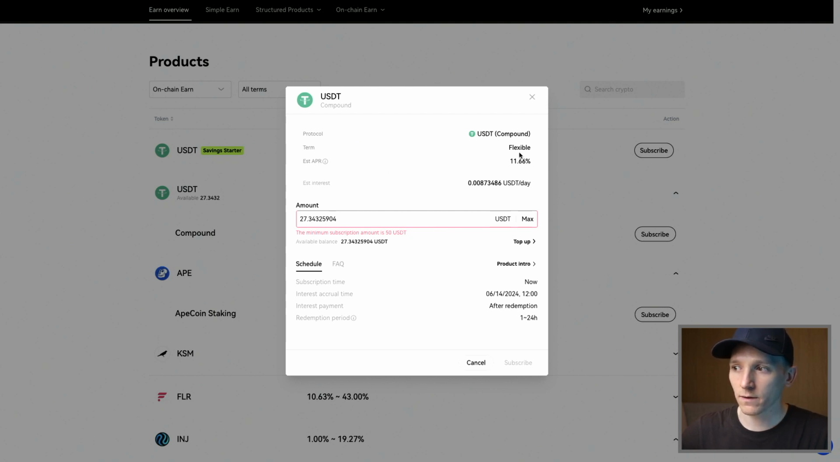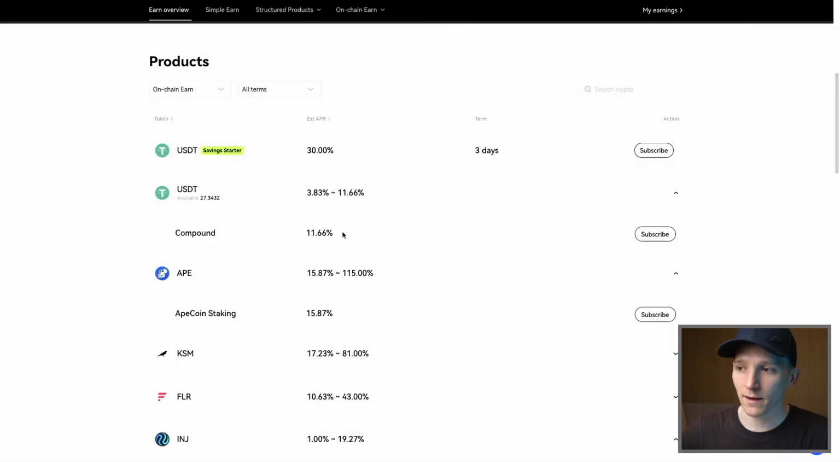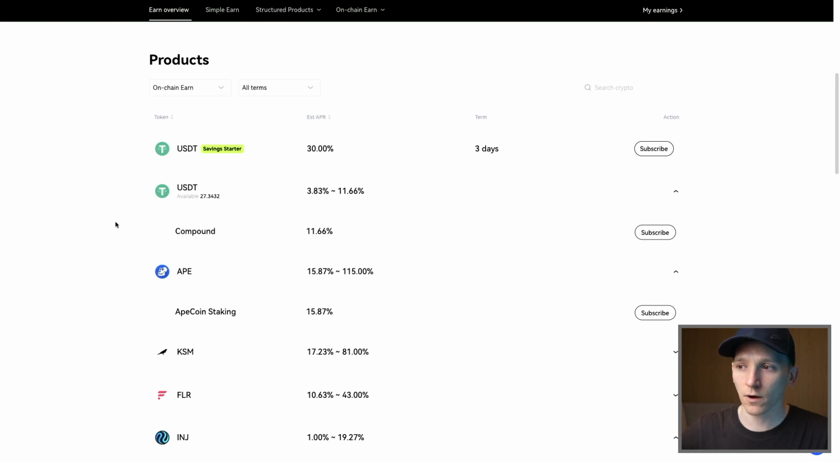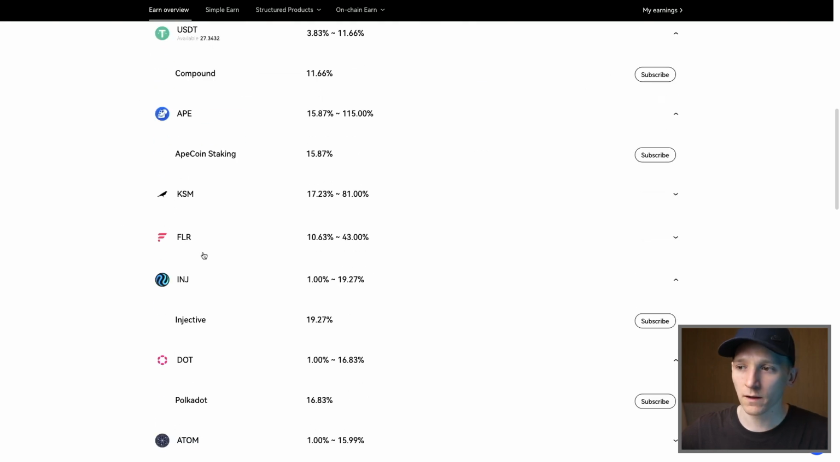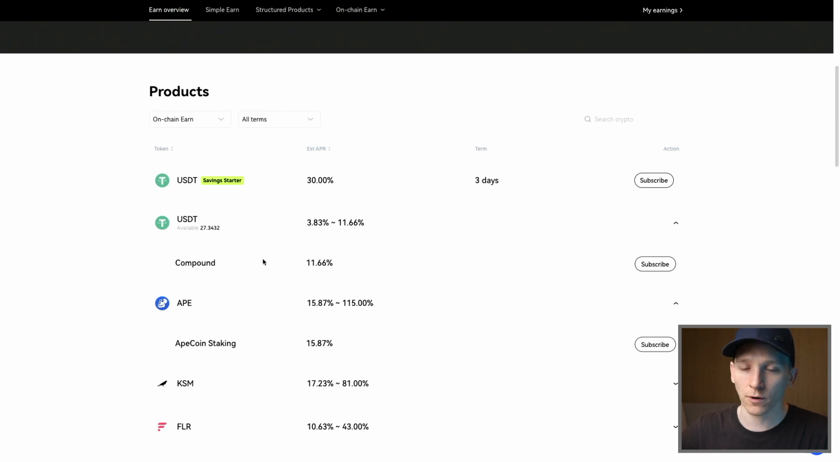So that interest rate would be variable, but we're using OKX as kind of a front end to simplify things. We don't have to use a blockchain or anything like that. We're just using DeFi through OKX. So that may be an option for you as well. But these are all on-chain, right? So we're using OKX as a front end to simplify staking or using DeFi protocols.